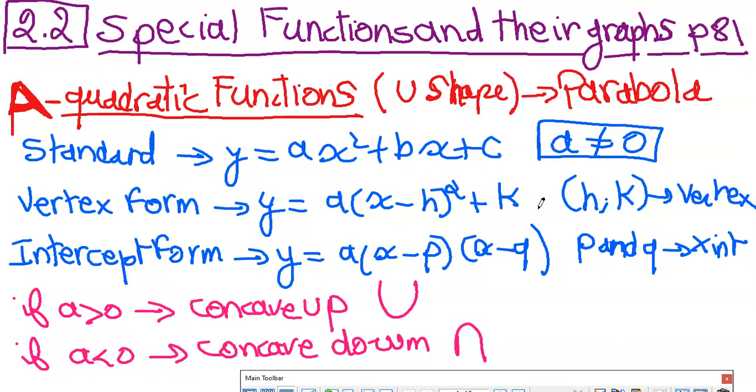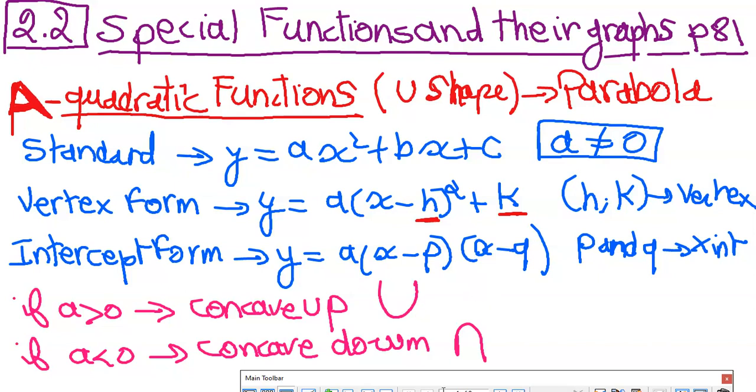Now, the vertex form is a factor of x minus h squared plus k, where h and k are the coordinates of the vertex. This is x of the vertex, this is y of the vertex. And I have the intercept form, y is equal to a times x minus p times x minus q, where p and q are the x-intercepts. Later on, when I start to draw, you will really understand the idea of what vertex and x-intercept mean. So you will see it later on in the lesson.